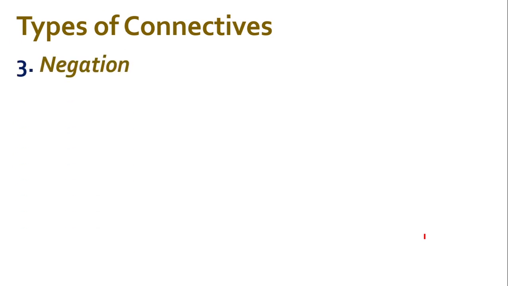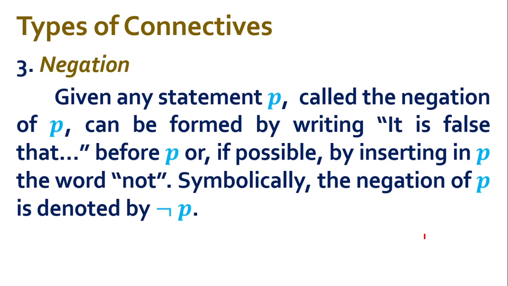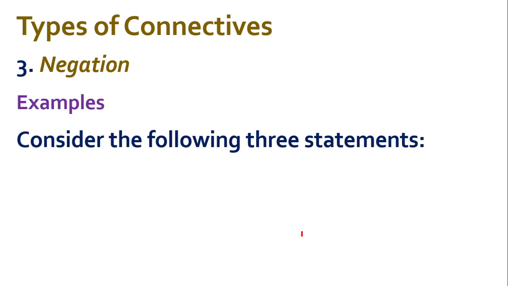Next type, we have negation. Given any statement P, the negation of P can be formed by writing "it is false that" before P, or if possible by inserting the word "not" in P. Ito yung symbol ng not. Symbolically, the negation of P is denoted by not P. Yan yung ating ginagamit.